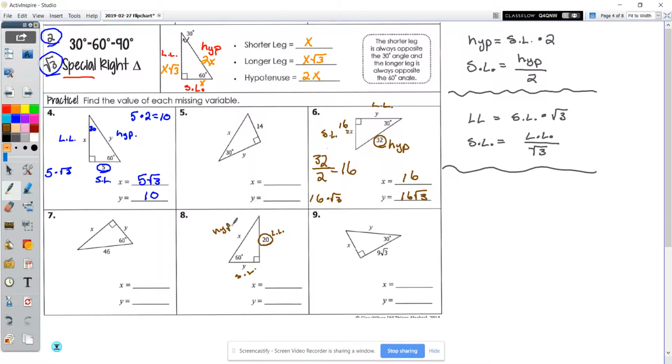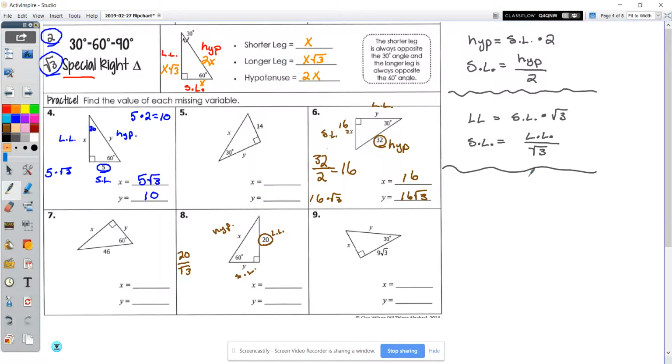Here's the hypotenuse. Okay, so once again, I don't know the relationship between the long leg and the hypotenuse, but I do know what it is between the long leg and the short leg, and it's the square root of 3. So I know I'm going to divide by the square root of 3. So I'm going to do 20 divided by the square root of 3.